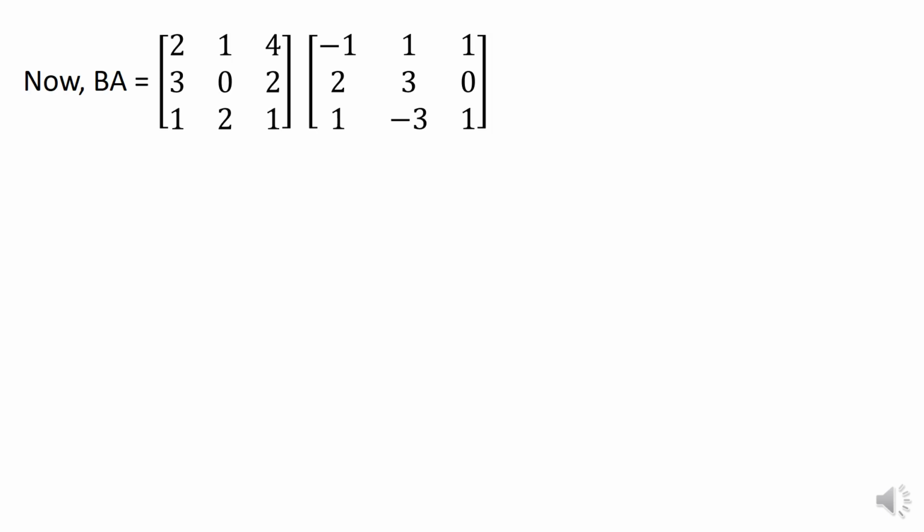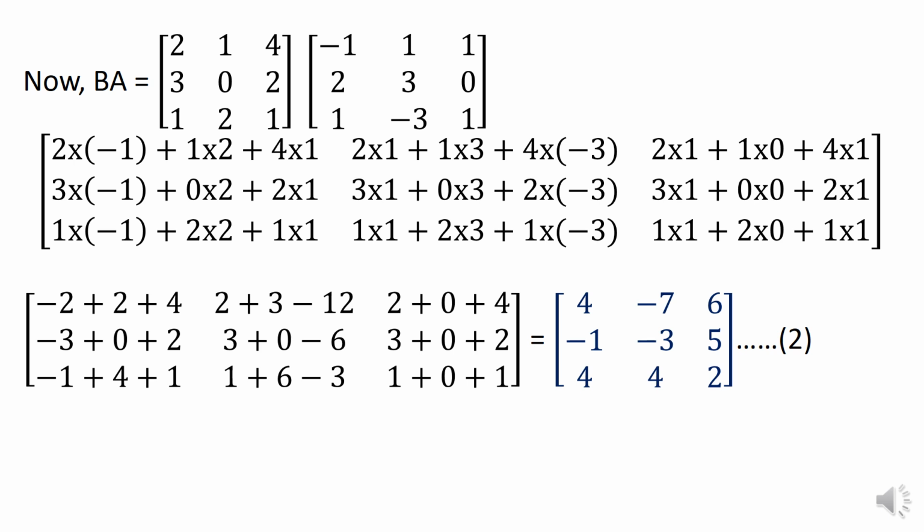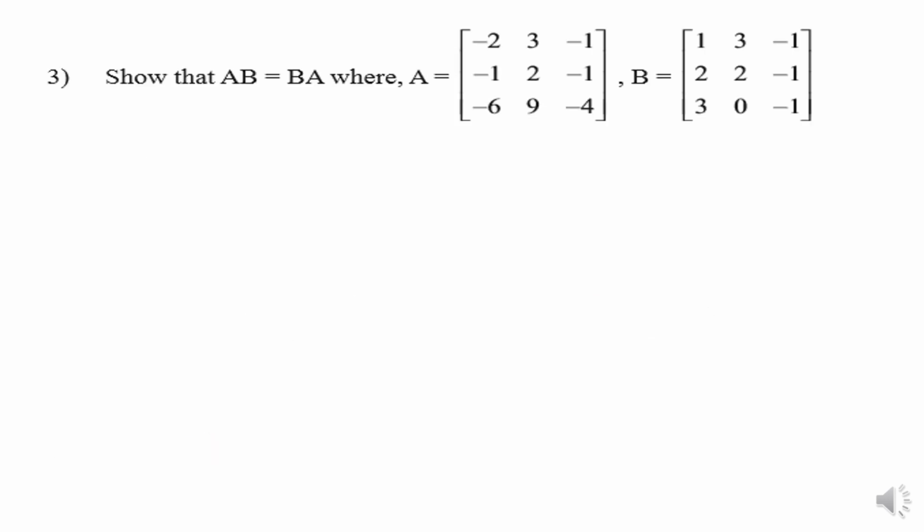Now what about BA? Does it give us the same answer? We have to multiply B and A. Writing B first, A second, we get this answer actually. Now compare AB and BA. We find that AB is not equal to BA in this particular case. This sum is given as an assignment. You can solve it in the same way as you did the second sum.